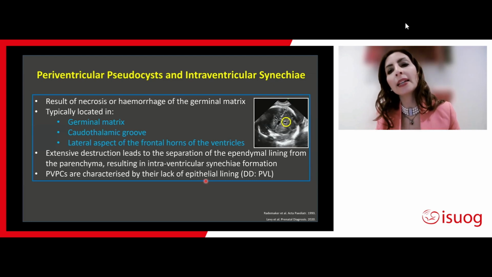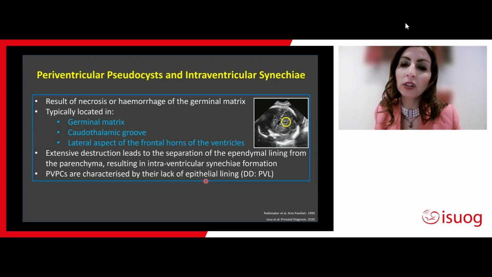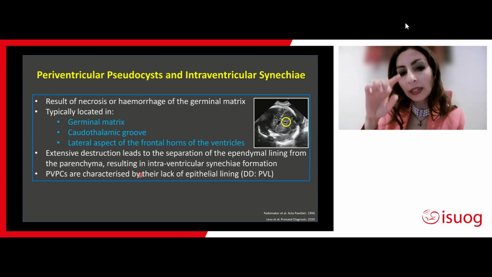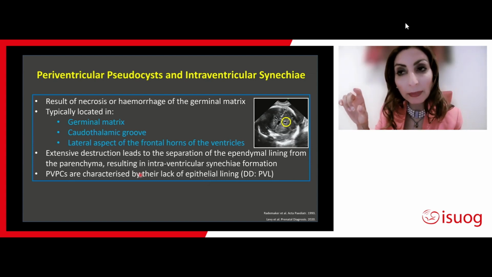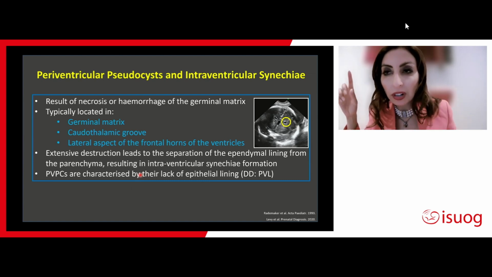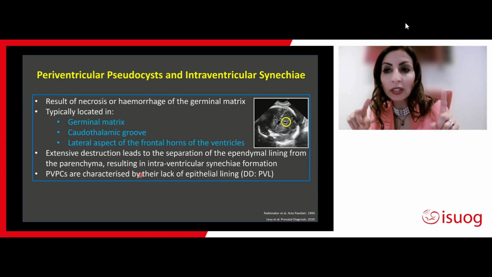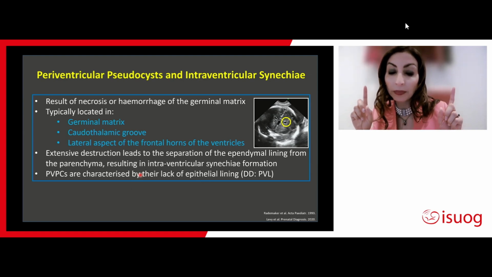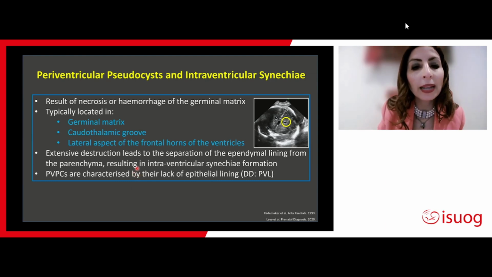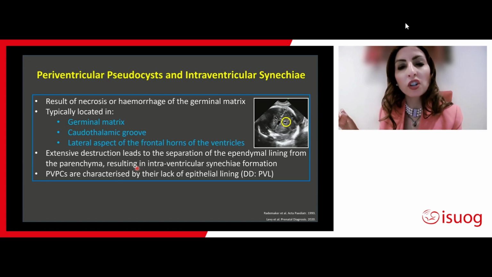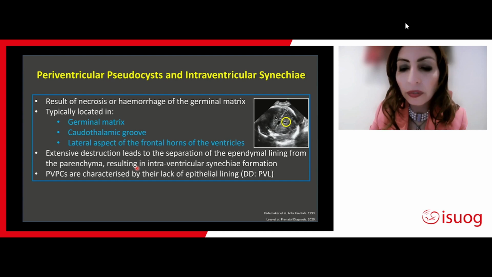What about the intraventricular synechia or the periventricular pseudocyst? The pathologies result from necrosis or hemorrhage in the germinal matrix. They're often located in the germinal matrix. Look at the caudothalamic groove or the lateral aspect of the frontal horns of the ventricles, best demonstrated in the frontal view or the coronal views. And of course, when you have extensive destruction, you will have the intraventricular synechia. And be careful, because you need to differentiate the periventricular pseudocyst from the periventricular leukomalacia.